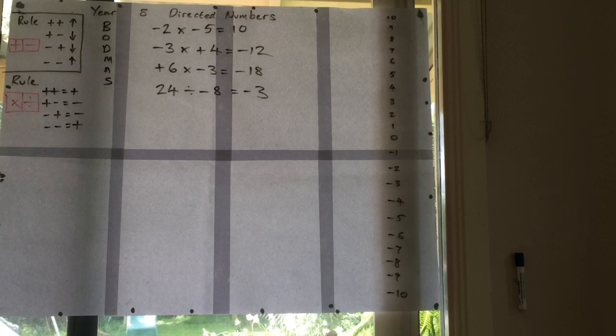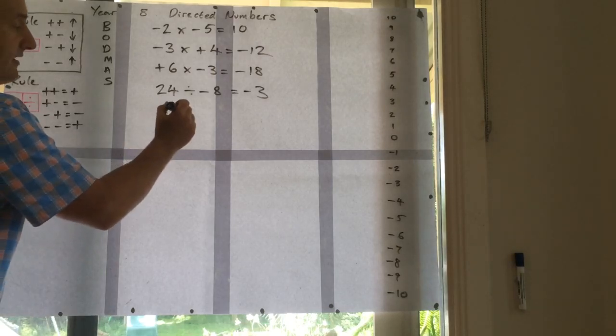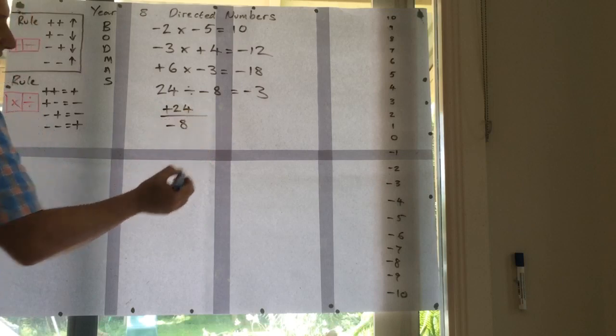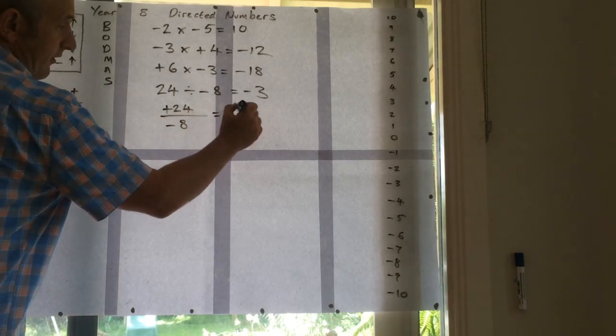Wonderful. All right. Is there any other way that we can write 24 divided by -8? Sure, of course we can. We could write 24 over -8. That's another way of saying 24 divided by -8. So again, we end up with -3.